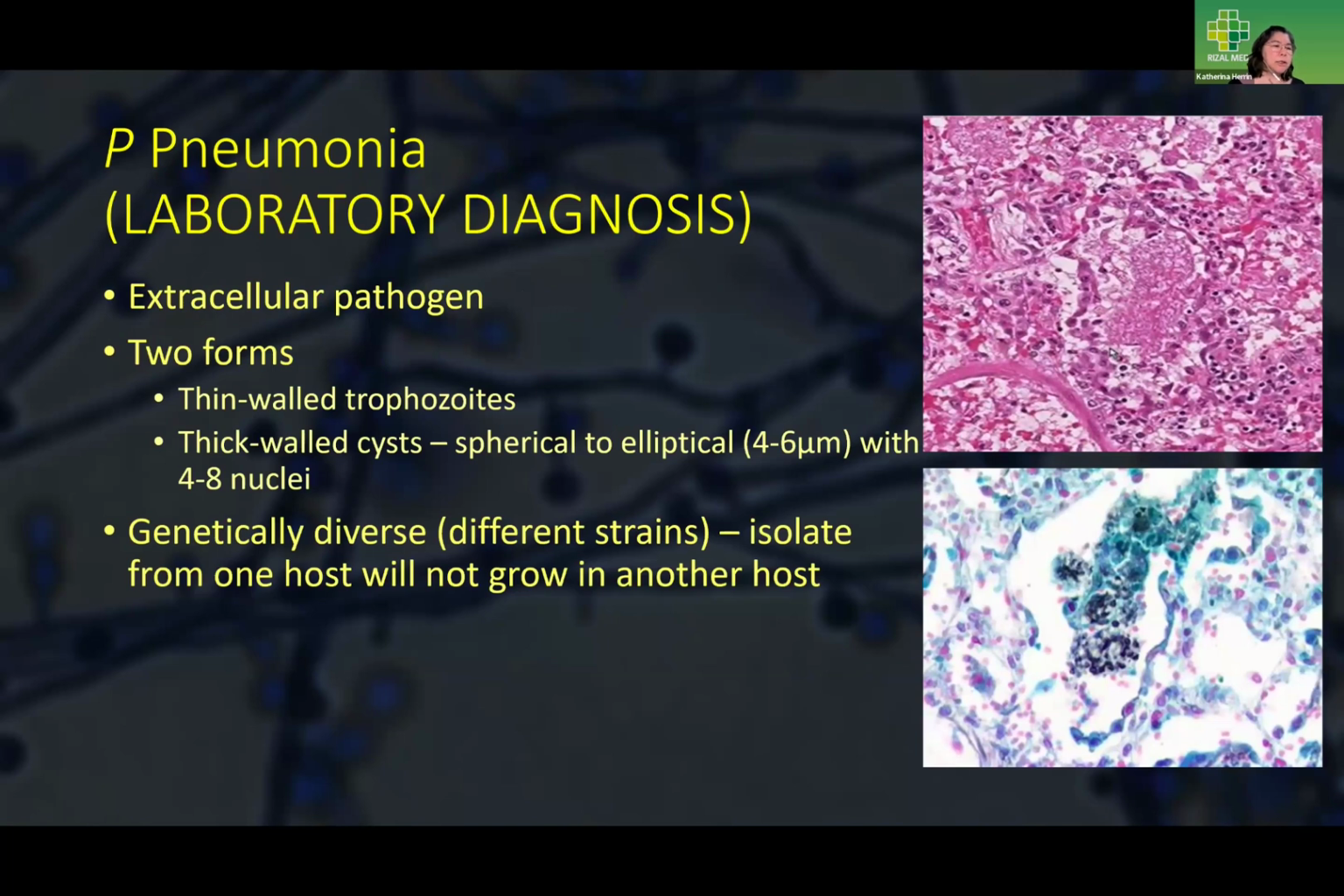Pneumocystis jirovecii is an extracellular pathogen. It has morphologically distinct forms: 1. The thin-walled trophozoites, and 2. Cysts, which are thick-walled, spherical to elliptical, and contain 4 to 8 nuclei. The cysts can be stained with silver stain, toluidine blue, and calcofluor white. It contains a surface glycoprotein that can be detected in sera from acutely ill or normal individuals.